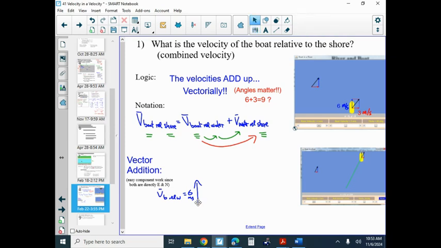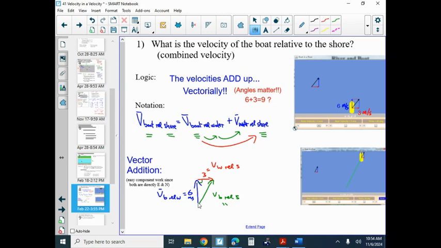Then we have a red version here of the river, which was 3, so velocity of the river or the water relative to the shore. And so we're getting this green diagonal, right? This is the velocity of the boat relative to the shore. Obviously we don't have to worry about components as much here. We can just calculate this directly because of it being a right triangle.